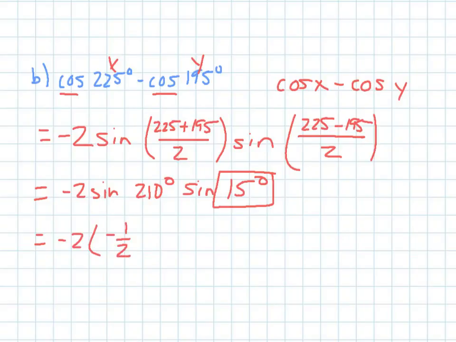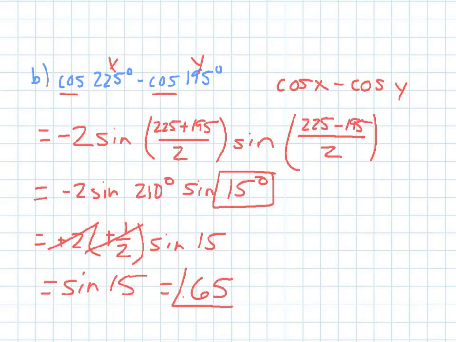Okay? And then sine of 15. Let's wait on that because here negative 2 times negative 1/2 cancel each other out, makes it positive, so you're just left with sine of 15. So now I can plug in sine of 15, and then it gets me 0.26, and that would be my value. Okay? Have fun.